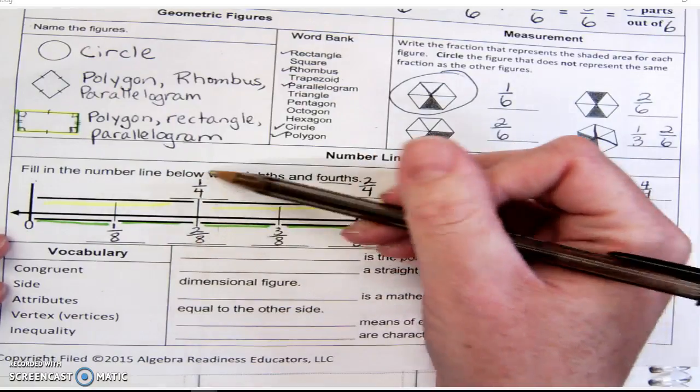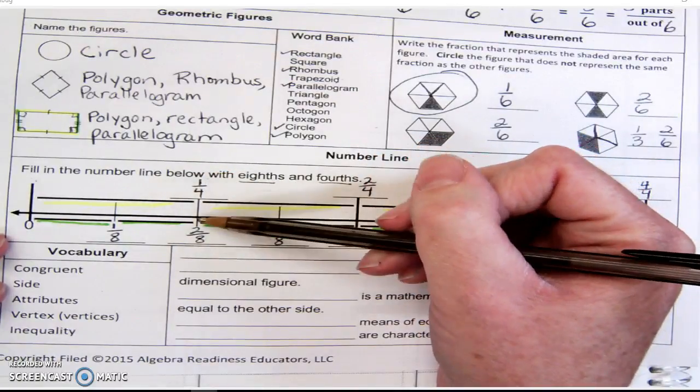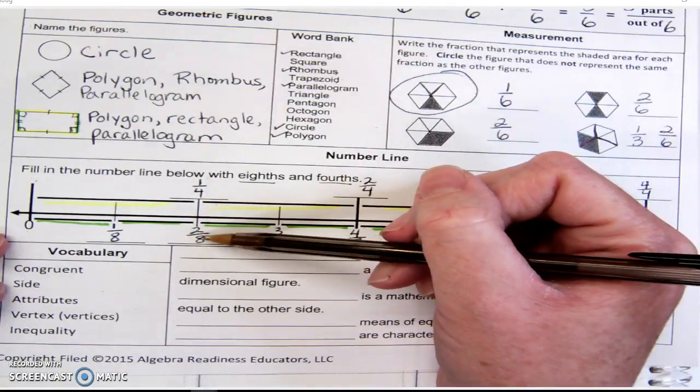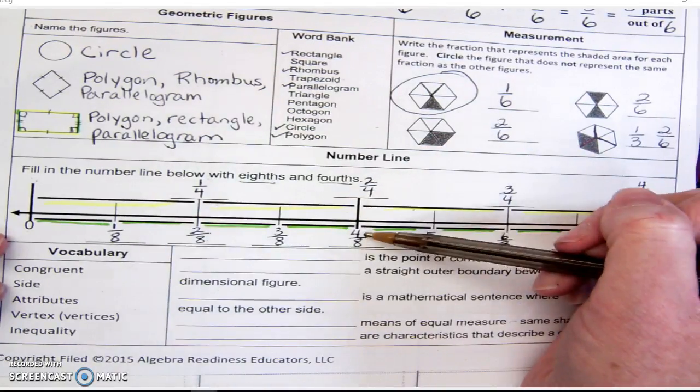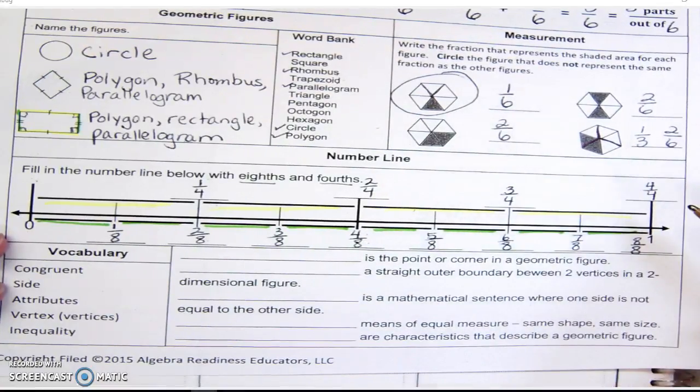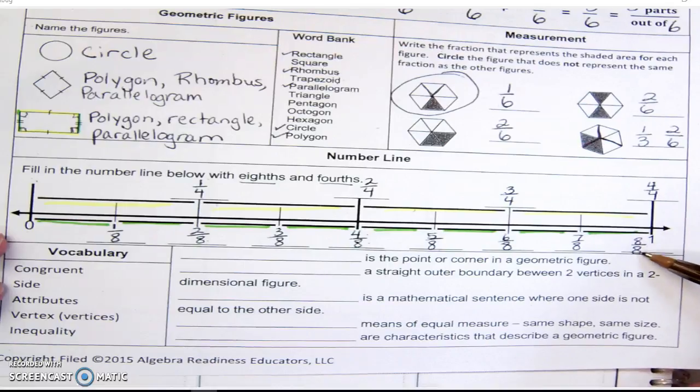Remember, wherever we have 2 fractions on the same point on the number line, they are equivalent to each other. So 1/4 is equal to 2/8. 2/4 is equal to 4/8. 3/4 is equal to 6/8. And 4/4 is equal to 8/8.